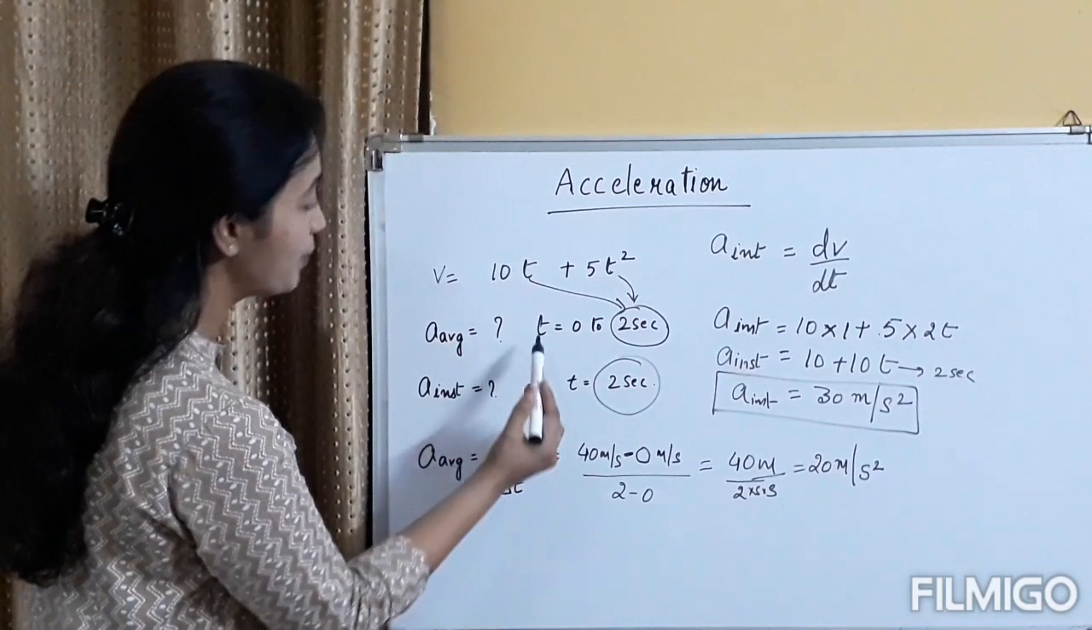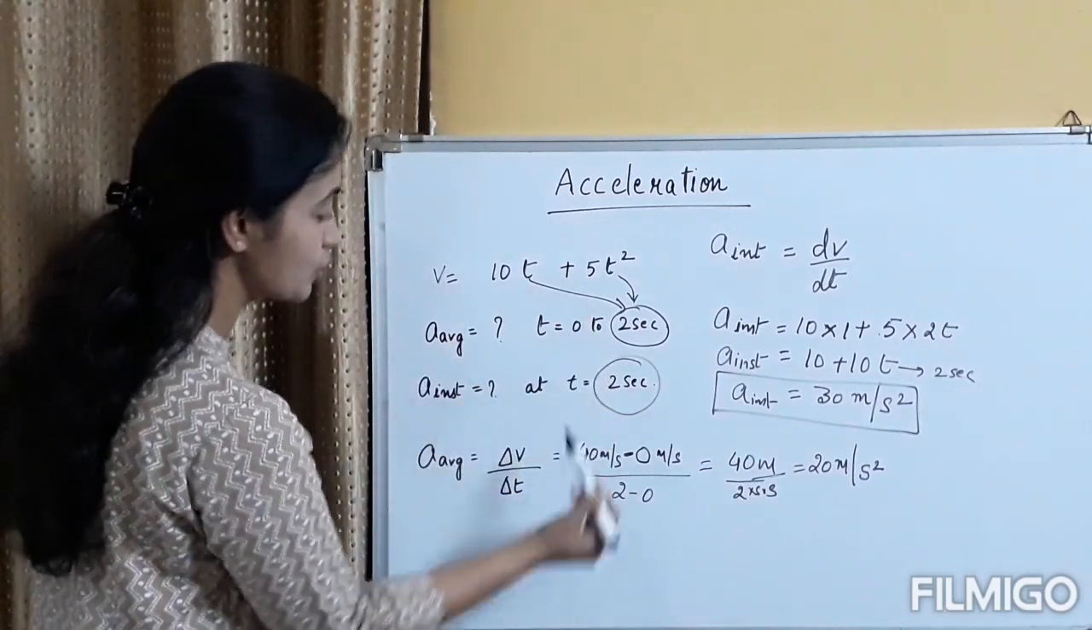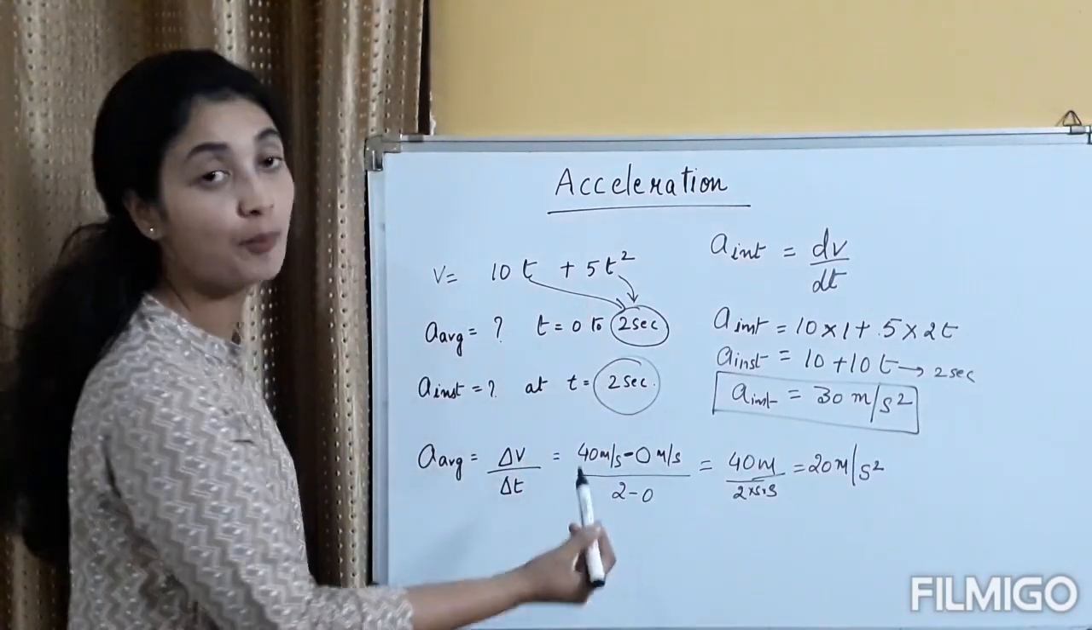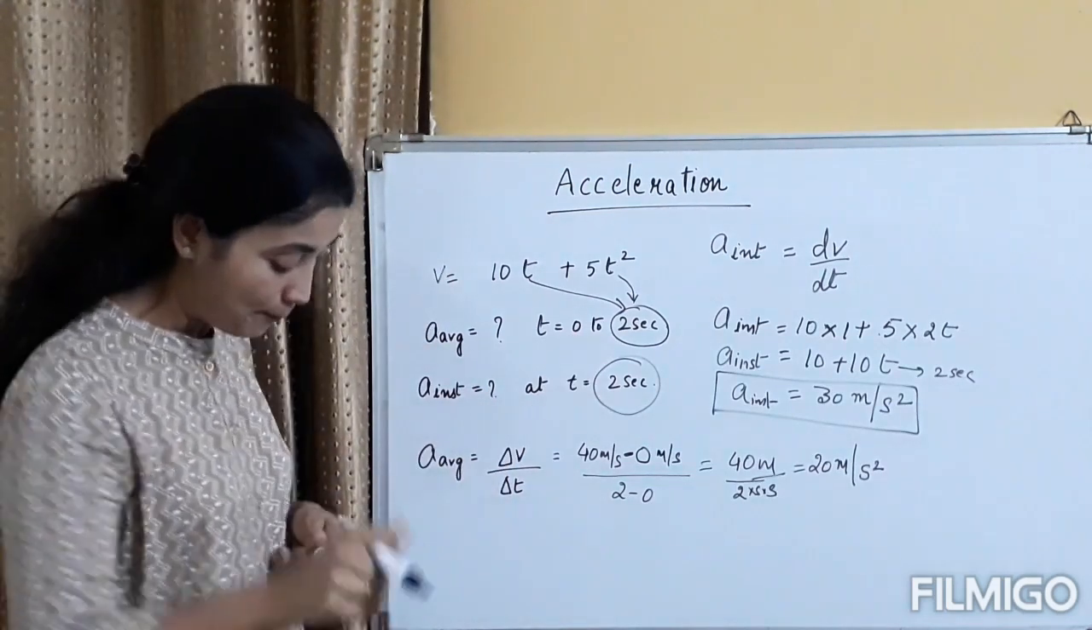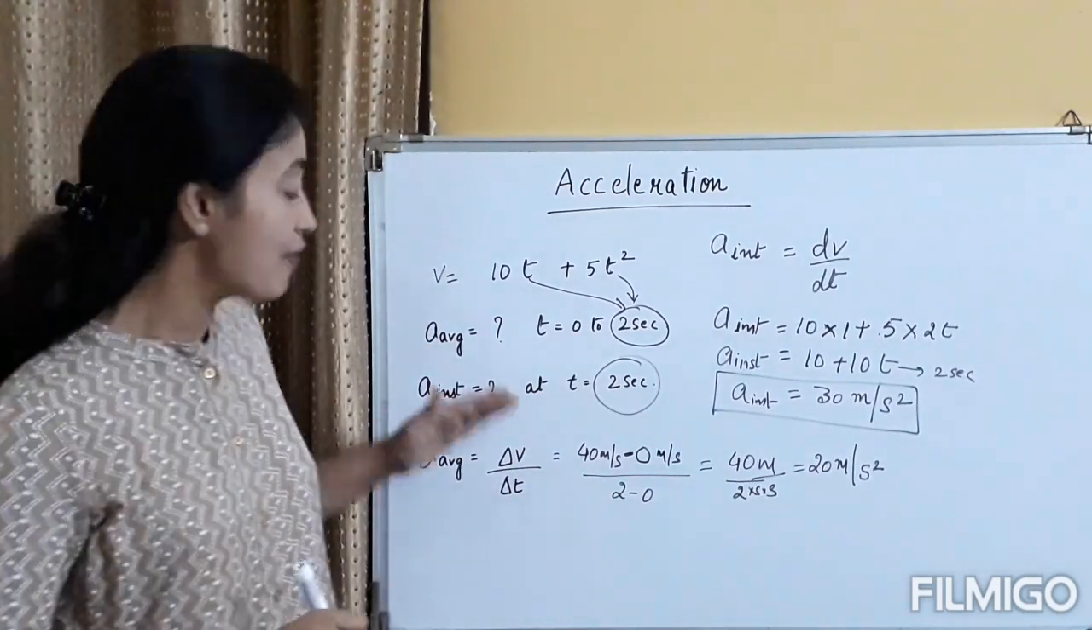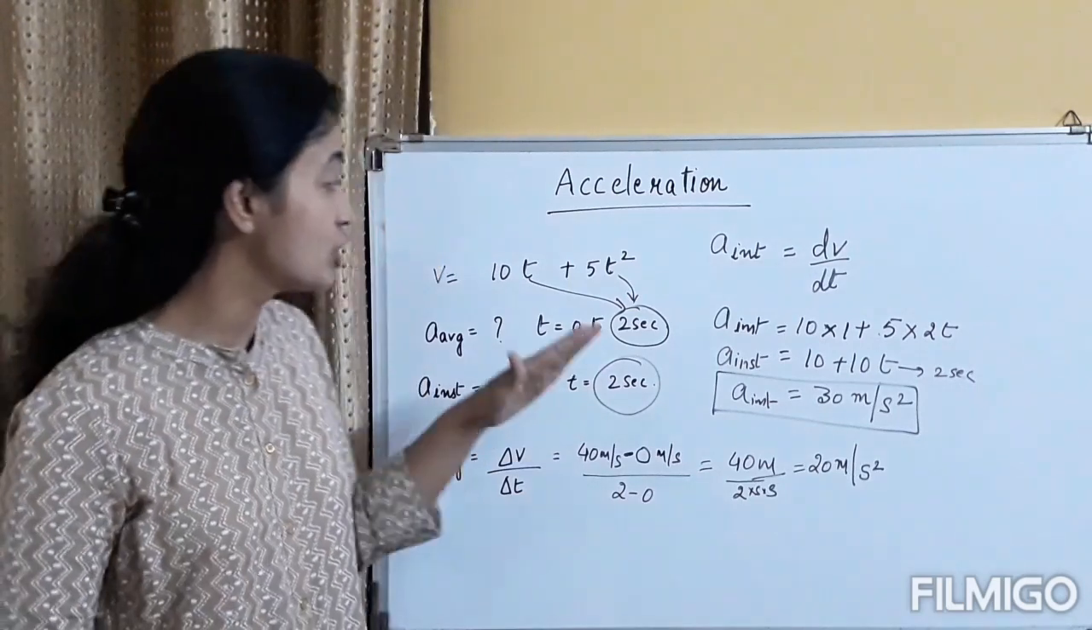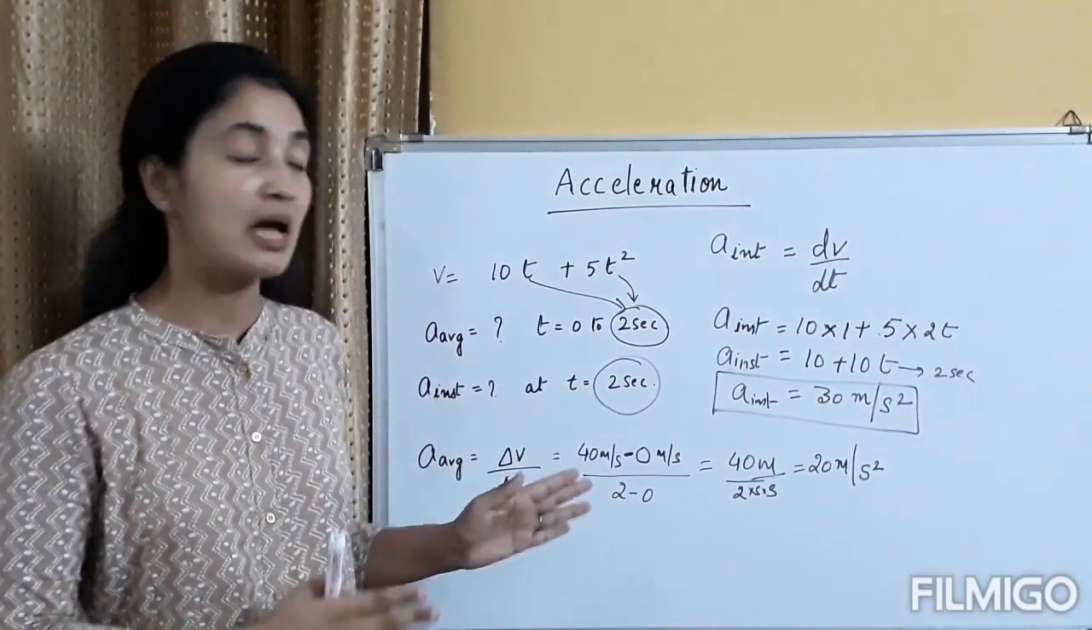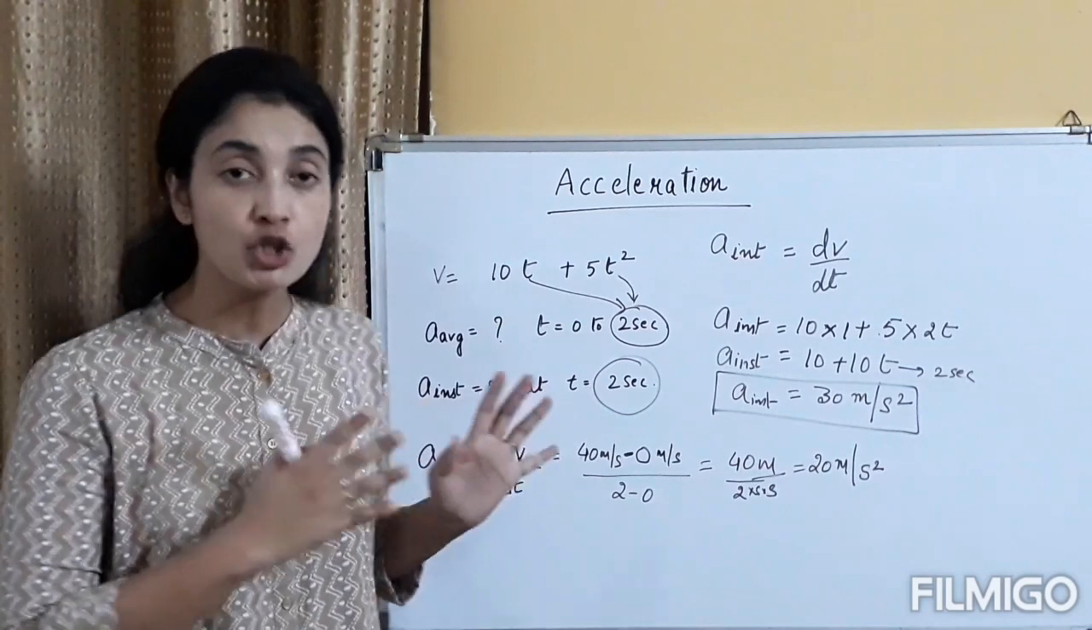This is the instantaneous acceleration which I got by differentiating the expression of velocity. Average acceleration I got by putting t equal to 0 and t equal to 2 seconds and finding the change in velocity upon time. So this is how we have applied the concepts of average and instantaneous acceleration, which is very important for students to practice.